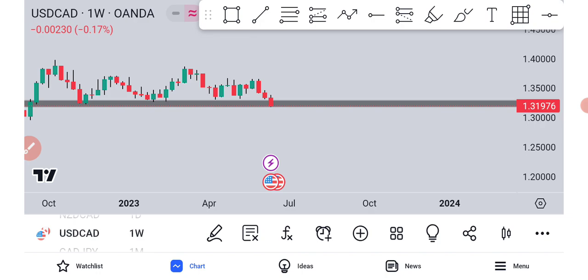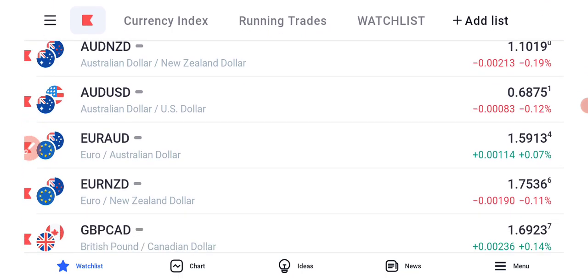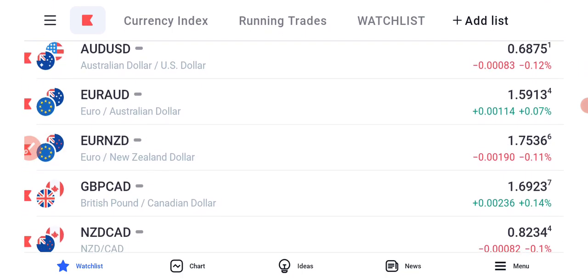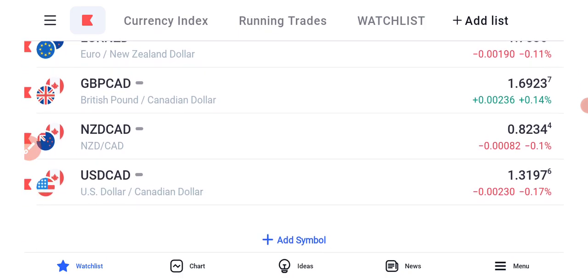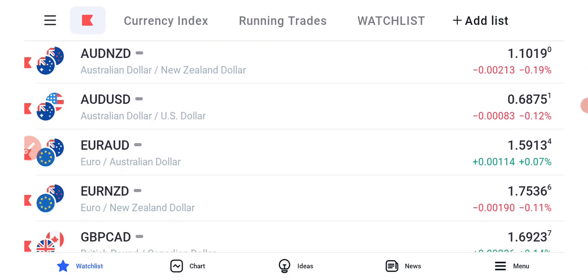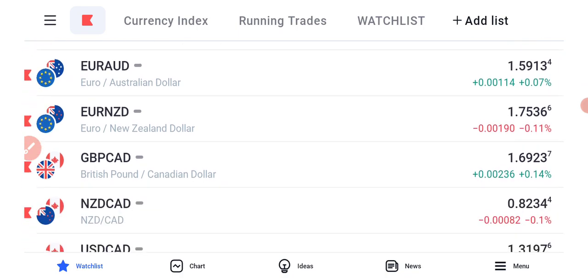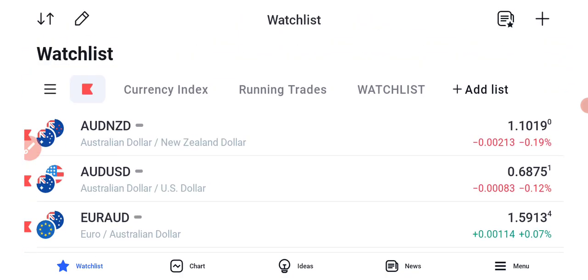Now this is all for this analysis. So this week I'll be looking at AUD NZD, AUD USD, Euro AUD, Euro NZD, GBP card, NZD card, USD card. Now these are the pairs I'll be looking at. But at the end of the week, I might trade only 3 pairs from here, meaning the pairs that gave me the best price action. Those are the pairs I'll be trading. So this is all for now.